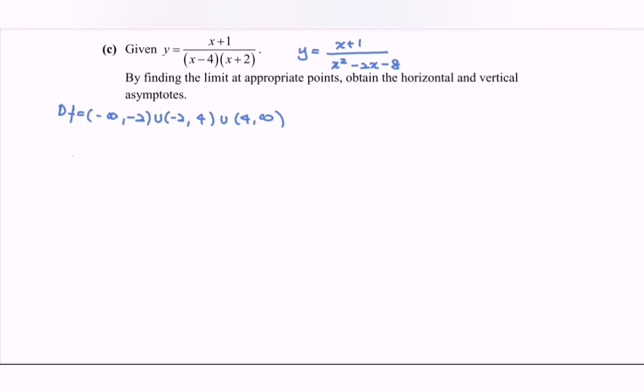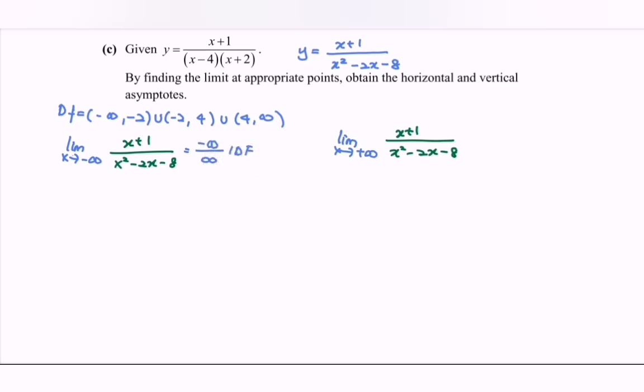Next is to find the horizontal asymptote. Limit when x approaches negative infinity. Limit when x approaches positive infinity. We need to substitute the expanded form, where we have x plus 1 over x squared minus 2x minus 8. Next, if we substitute the situation, we will have negative infinity over positive infinity, which is an indeterminate form. So the suggested strategy will be dividing the numerator and the denominator by the highest power of x of the denominator. For this case, the highest power in the denominator is x squared. So kindly factor out the x squared.